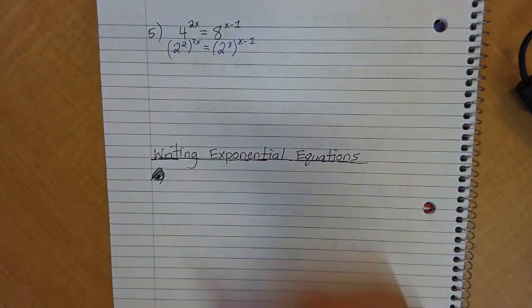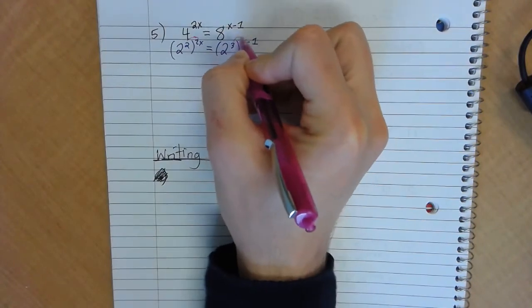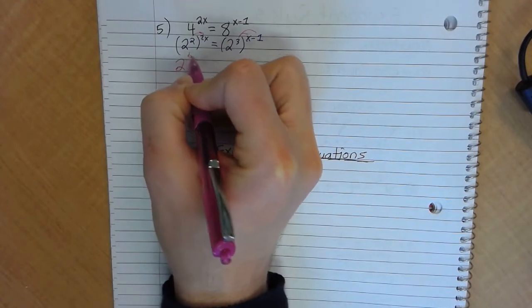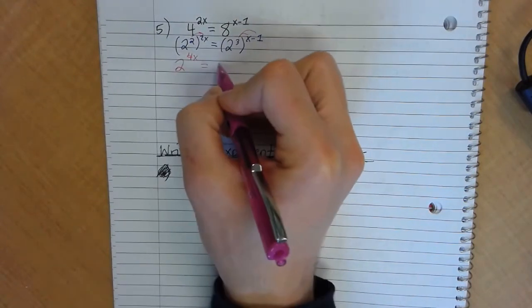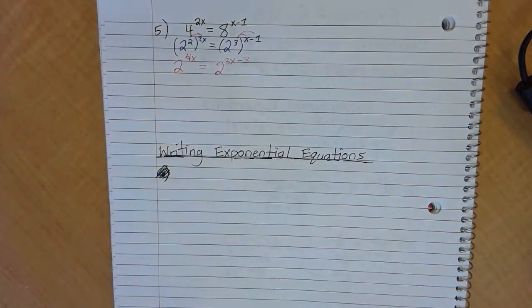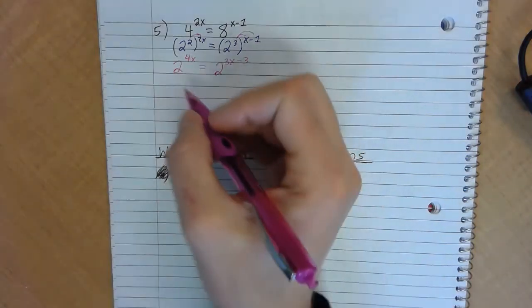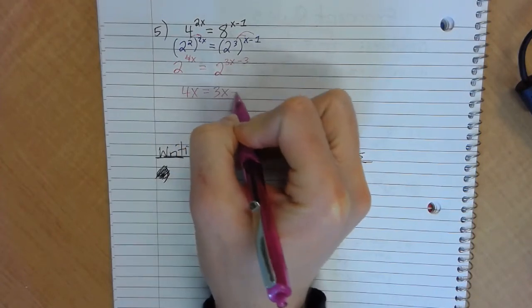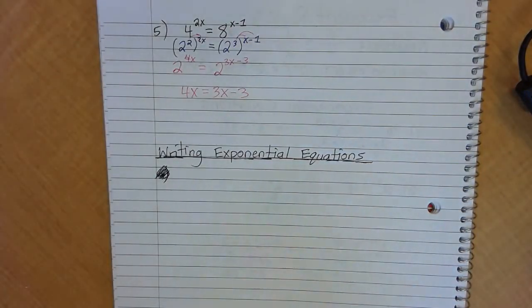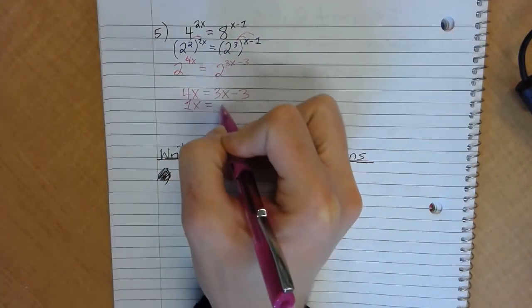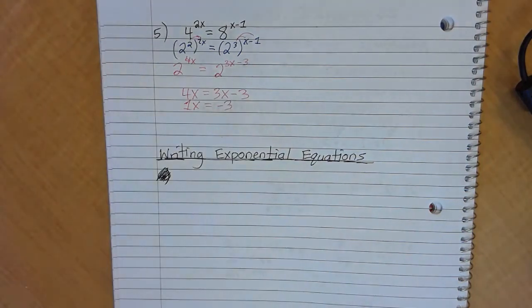And now, well, I'm going to do what I did before. I'm going to do 2 times the 2x, 3 times the x and the minus 1. So I have 2 to the 4x and 2 to the power of 3x minus 3. I'm almost done with the last problem here now. All I got to do is solve 4x equal to 3x minus 3. And well, that means if I subtract 3x from both sides, now I have x, or 1x, is equal to negative 3. And that basically covers all the types of problems you would see.